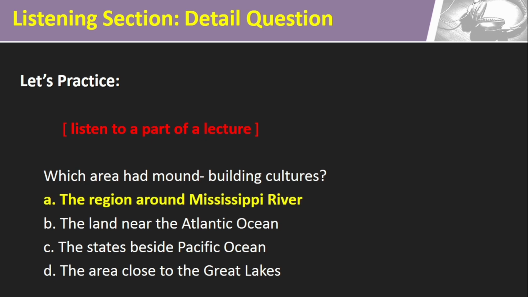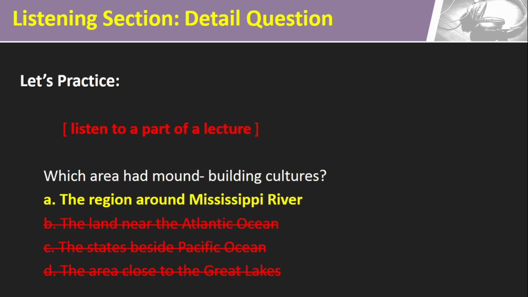Choice A is the area that had many mound building cultures. In the lecture, the professor says, the Mississippi River area had a large portion of mound building cultures. Answer choices B, C, and D are not part of the professor's lecture.